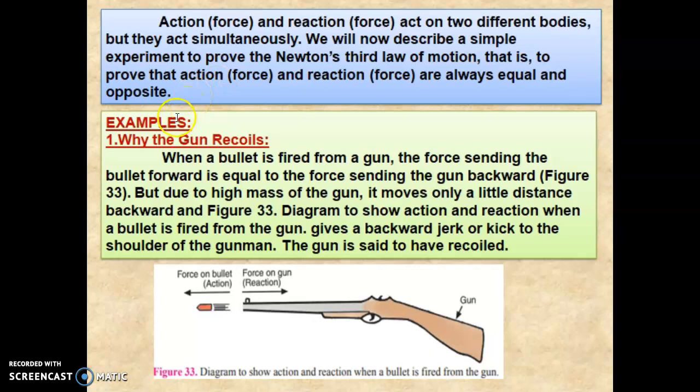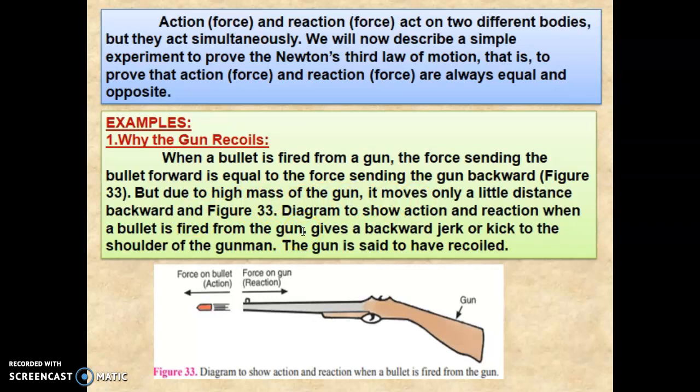Example 1: why the gun recoils. When a bullet is fired from the gun, the force sending the bullet forward is equal to the force sending the gun backward. You can see in the figure what happens when a bullet is fired from the gun. The bullet moves in the forward direction, but the gun moves in the backward direction. Due to the high mass of the gun, it moves only a little distance backward.